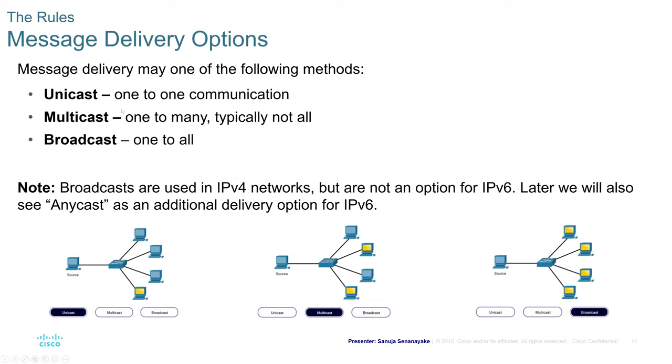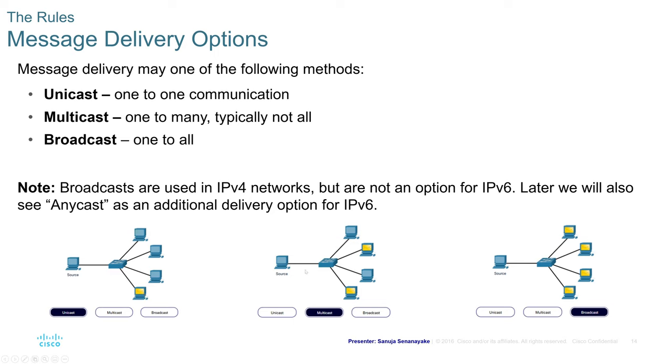What you need to remember is that unicast is one-to-one communication. Multicast is one-to-many, but typically not all. Broadcast is one-to-all. To better understand this, you can look at the three pictures on the bottom. If it is unicast, the source sends a message and the packet goes to that exact destination that is targeted.